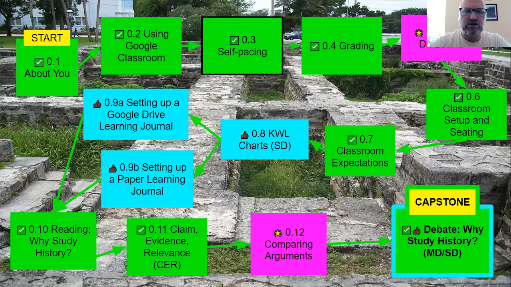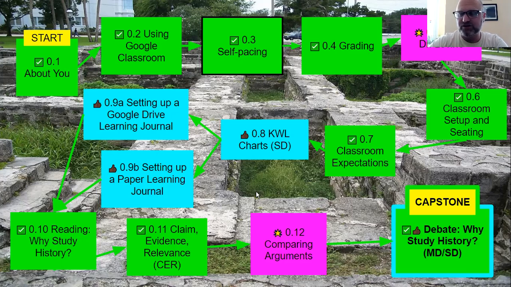So for instance, in Unit 0, I am going to ask you to set up a learning journal for you to keep all of your notes together for this class. Some of you might choose to do that in Google Drive. Some of you might choose to do that as a paper learning journal. So you're going to pick whether you do lesson 0.9a or lesson 0.9b. You can do either of them. You don't need to do both. That's why there's a split here, and then they come back together for lesson 0.10, where you're going to fill in that learning journal with some notes on your reading.